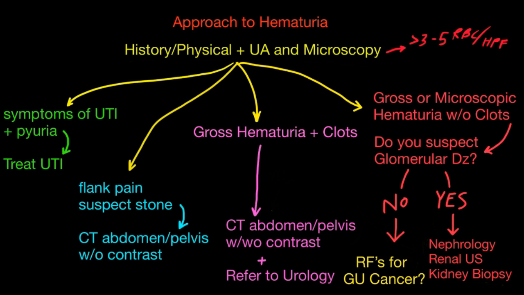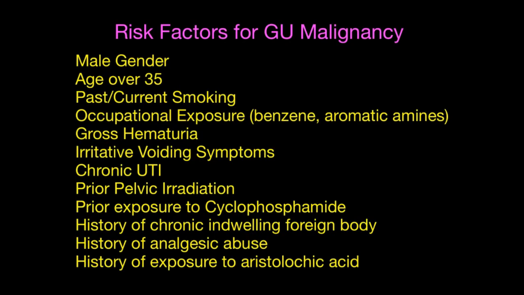So the next thing I want you to think about is, if you do not suspect glomerular disease, I want you to ask yourself the question, does your patient have risk factors for a urologic malignancy? So here are those risk factors for GU malignancies, and this is put out by the American Urologic Association. Some of those common ones you could see are just being male, age above 35, smoking history, occupational exposure, and just having gross hematuria puts you into the higher risk category compared to the patient who just has microscopic hematuria.